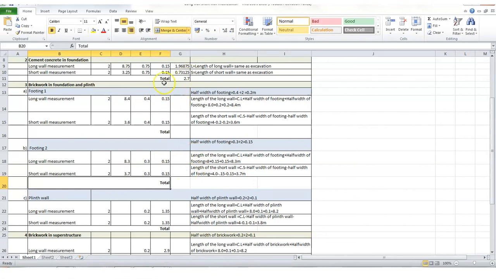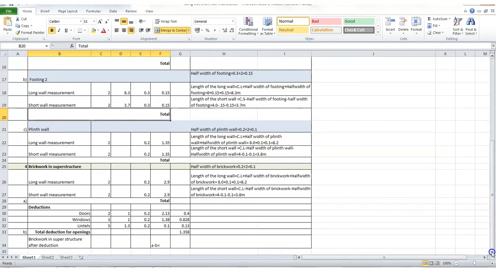Now, in a similar way as we saw earlier, we can find the value by multiplying all these values, and then we'll get the total value for the long wall, and then similarly for the short wall, and the addition of both will give us the total volume of that particular item, and that we can find as total here. Next, what we have to find is the plinth wall measurement.